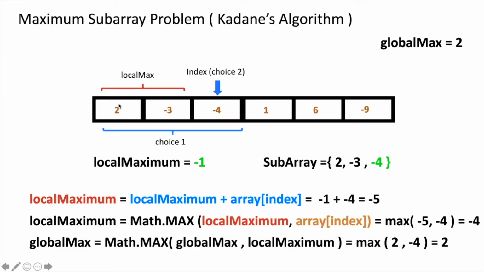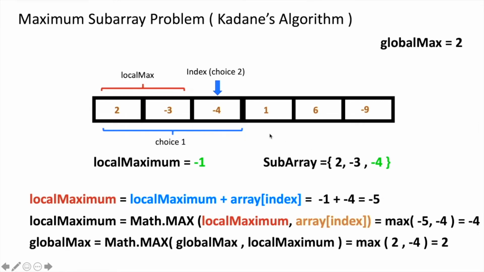Now on the second iteration we got a new element, that is minus 4, where again we have two options: whether we have to include this value minus 4 into our previous subarray, or whether we will create another new subarray from this corresponding number. So over here, if we add minus 4 into our previous subarray, that is with 2 and minus 3, the total summation value of all these three will be minus 5.